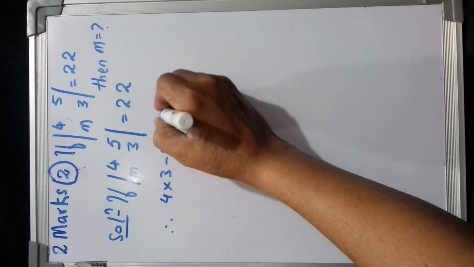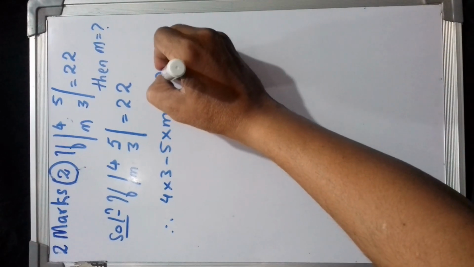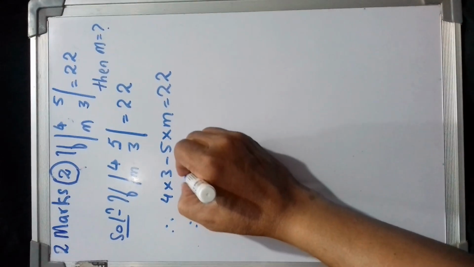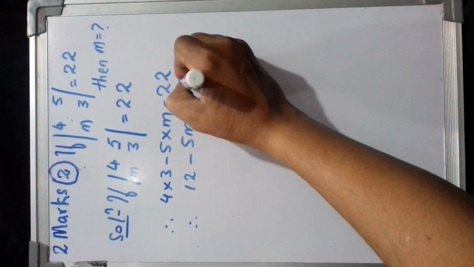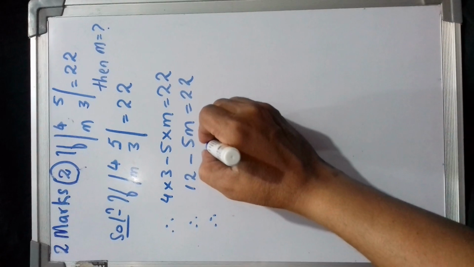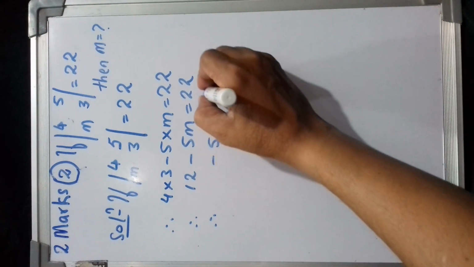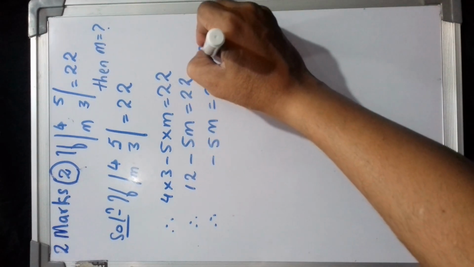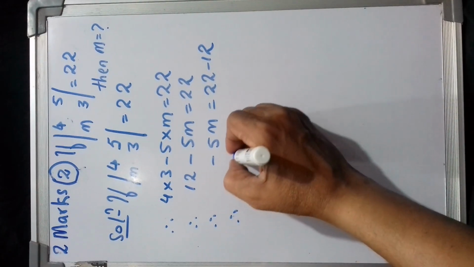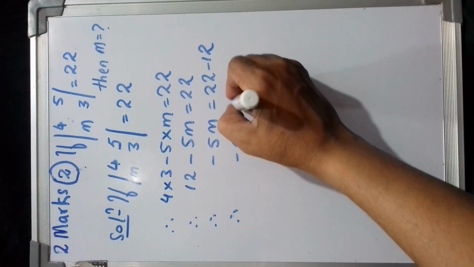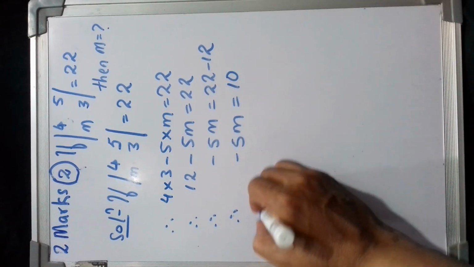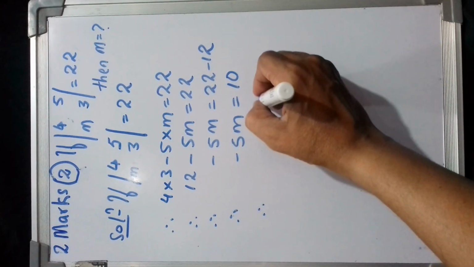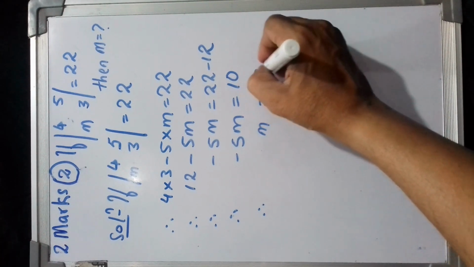Now the next question: we have to find the value of m when the given determinant's value is 22, that is 4, 5 in the first row and m, 3 in the next row. So we have 4 into 3, that is 12, minus 5 into m, that is minus 5m, is equal to 22. So 12 will go to the right side and become subtraction. So minus 5m is equal to 22 minus 12. Therefore minus 5m is equal to 10. Therefore m is equal to 10 upon minus 5. 5 2s are 10. So m is equal to minus 2 here.